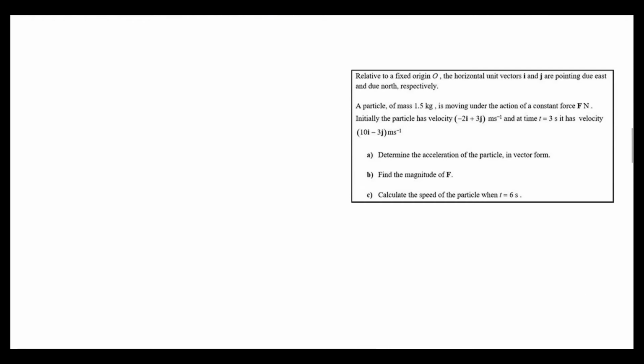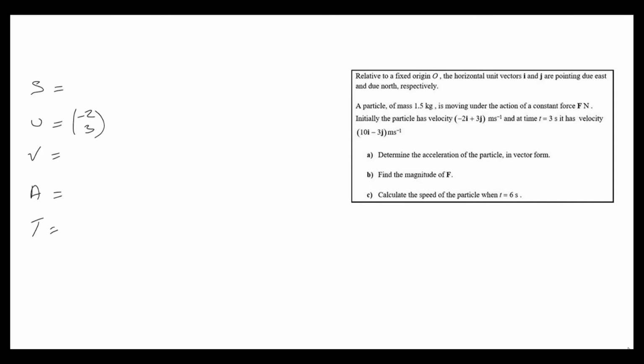So in this question, we're going to be working with our forces in vector form. We've been told that the particle has a mass of 1.5 kilograms, and we've been told its initial velocity, the time that it takes, and its new velocity or current velocity. So let's just collect these. These are SUVAT variables like any other.